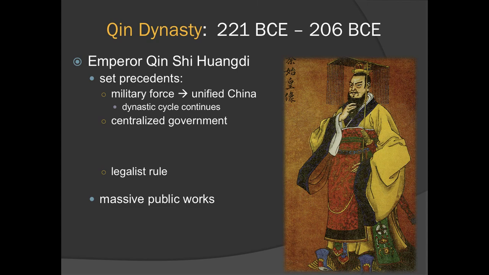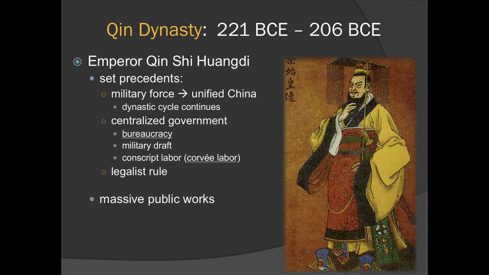So after the fall of the Shang and the Zhou, we see the continuation of the dynastic cycle now under the Qin. And whenever the Qin ends, we'll see a new dynasty, the Han, rise. But following the Qin, again, we will see centralized governments throughout. And there's a number of reasons for this.